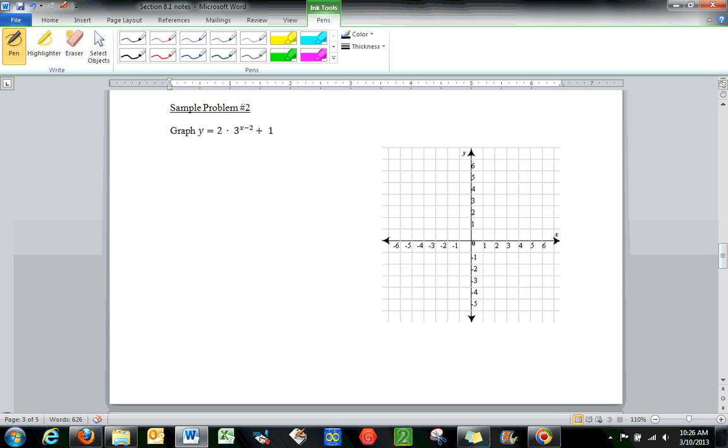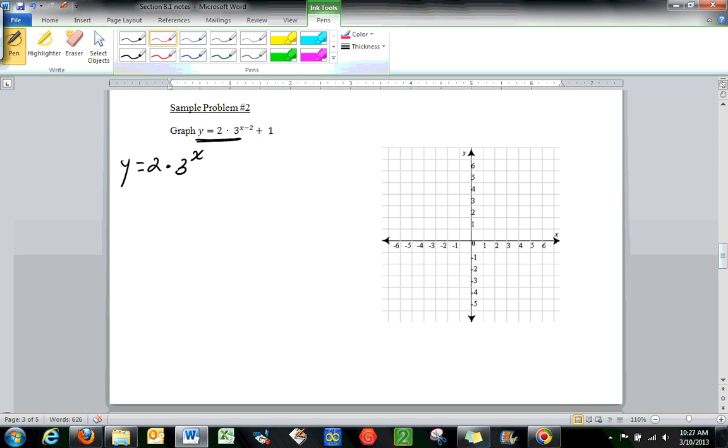Okay, what I'm going to do is similar to the example above. I'm going to go ahead and just graph the original base function of y equals 2 times 3 to the x. When I do that, it gives me the base function that I'd been doing in previous lessons. So if I do that, I'm going to get a couple simple points.